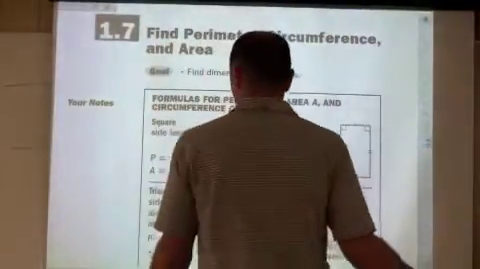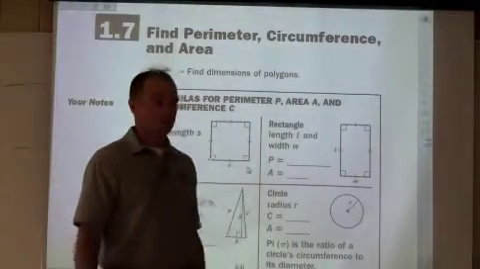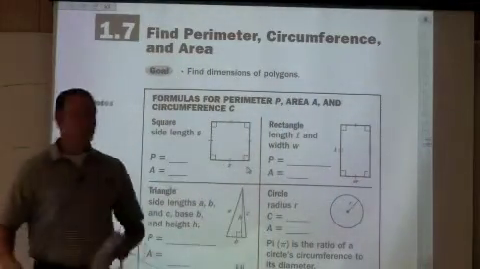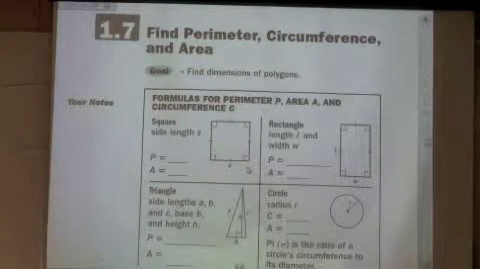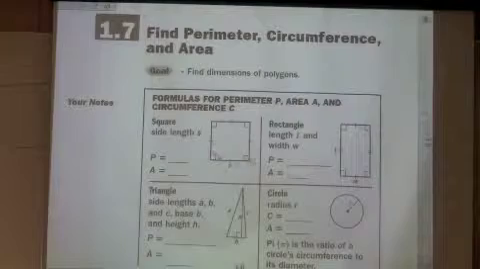Okay, in section 1.7, like I said, it should be pretty much a review for you guys. You've done perimeter, circumference, and area of all these different shapes before, so we'll blow through this pretty quick. Let's look at a square first.